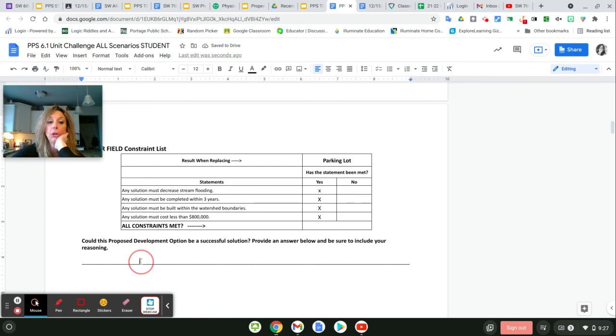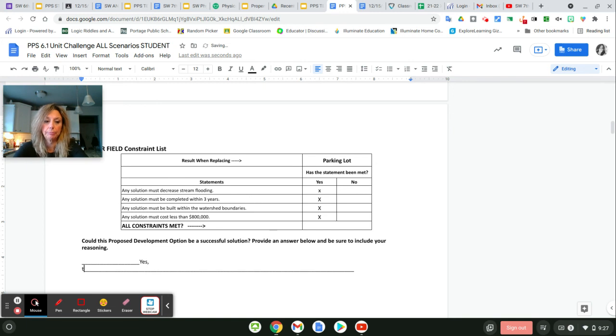Okay, so could the soccer field be a successful solution for the parking lot? It could. So yes, the soccer field could be a successful solution.